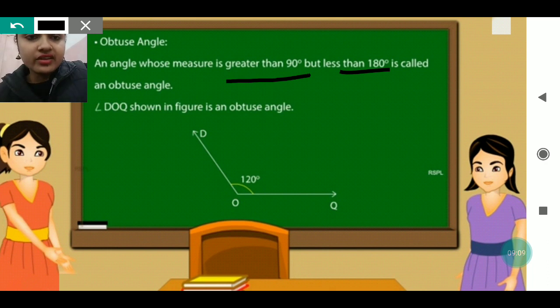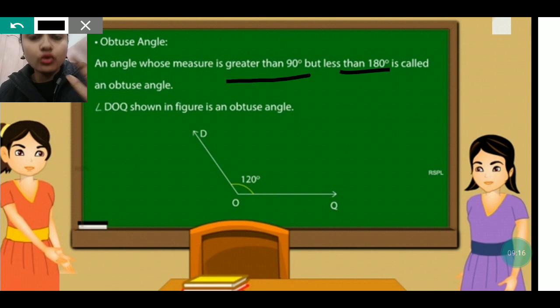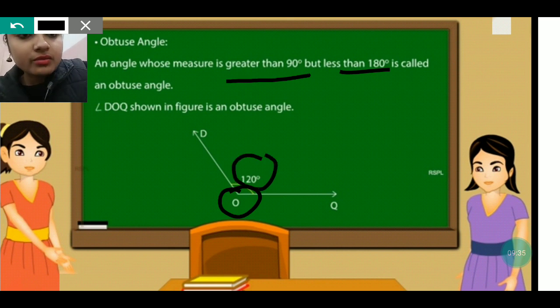You can see one ray from D to O and one ray from Q to O. Two rays are there, from D to O and Q to O. When we are measuring the angle O, we see it is 120 degrees. Sorry, I said Celsius, 120 degrees. The measurement of this is 120 degrees. It means it is greater than 90 but lesser than 180. So we can say that this angle is an obtuse angle.